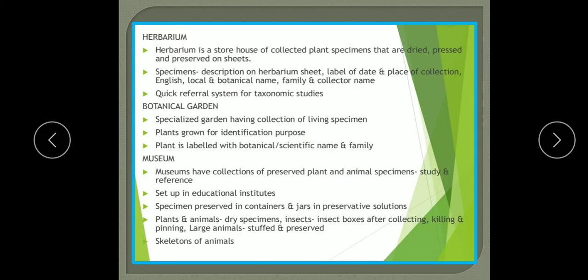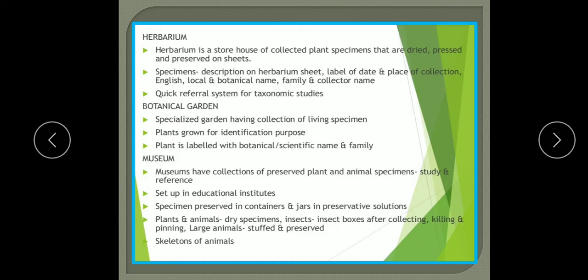First we will see the herbarium. What is the use of a herbarium? It is a house of collection of preserved plant specimens, a storehouse of collected plant specimens. They are dried, pressed and preserved on thick card sheets, and these sheets are known as herbarium sheets. These sheets are arranged sequentially and scientifically in their order of classification in the taxonomic hierarchy.